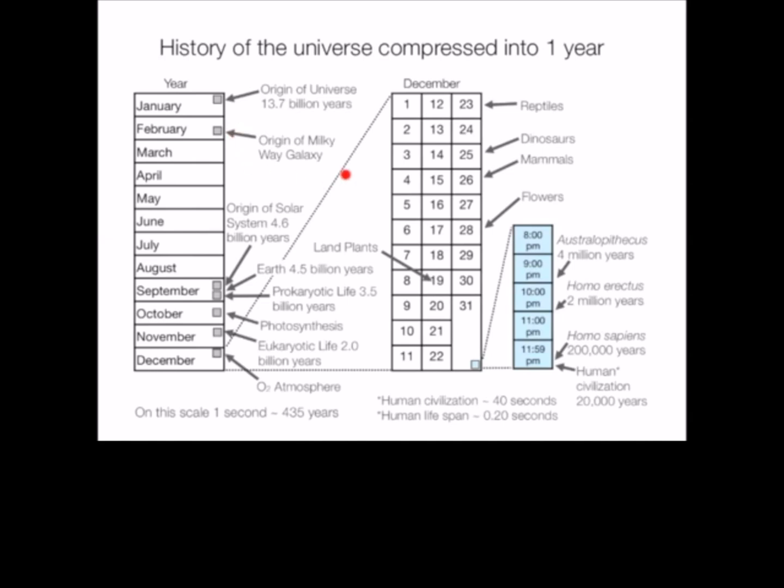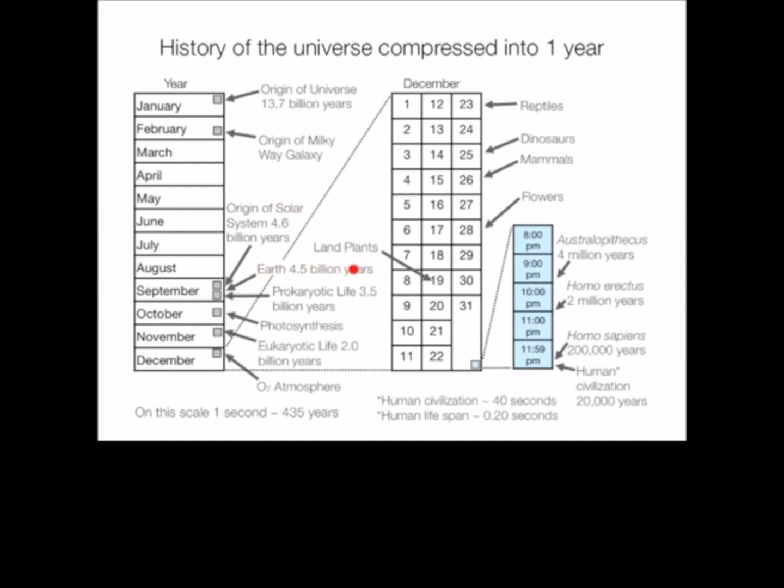Our Milky Way galaxy took until about the end of February to come into being, and this is where you and I will most likely spend the rest of our life and probably billions of years after that. We have to come clear down here to September. And in September, which corresponds to about 4.6 billion years ago, we have the origin of our solar system.